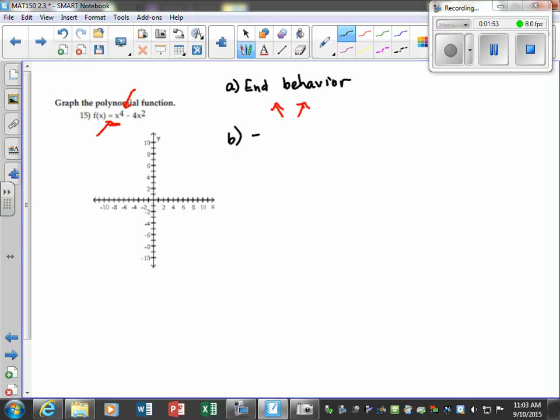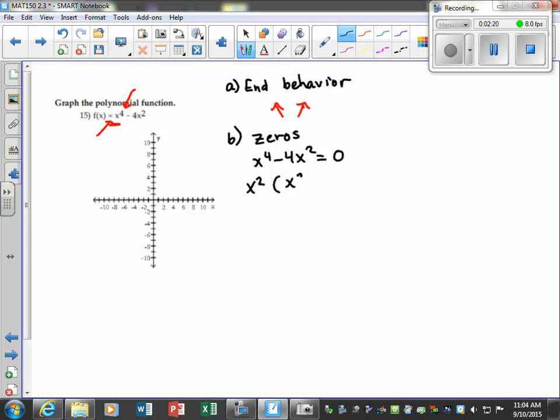The next thing we're going to look at is, well, what are the zeros? Remember, to find the zeros, we're looking for the x-intercepts. To find x-intercepts, we let y equal 0 and solve, right? So we say x to the 4th minus 4x squared equals 0. And we want to solve this. Let's factor out an x squared to start. If they have something in common, you want to factor it out first.